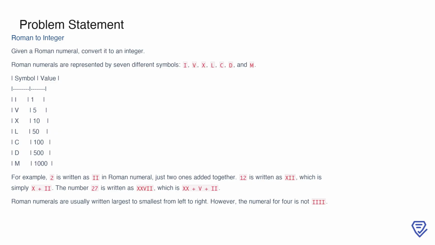Typically, Roman numerals are arranged in descending order from left to right, meaning larger symbols are written first. However, there are exceptions where subtraction is used instead of addition. For instance, the numeral for 4 is not written as IIII. We'll explore this unique case next.